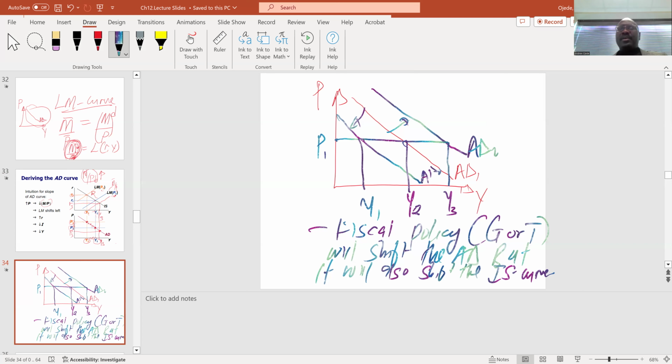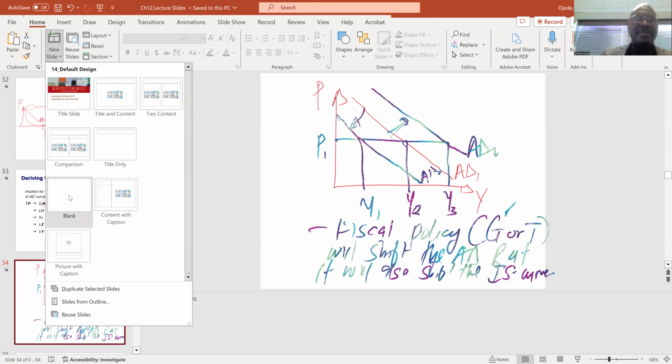For example, if the government increases government spending, the aggregate demand curve is going to shift to the right, and the IS curve is also going to shift to the right. If the government decreases spending, both are going to shift to the left. Let me draw them side by side so that you can see what I'm talking about.